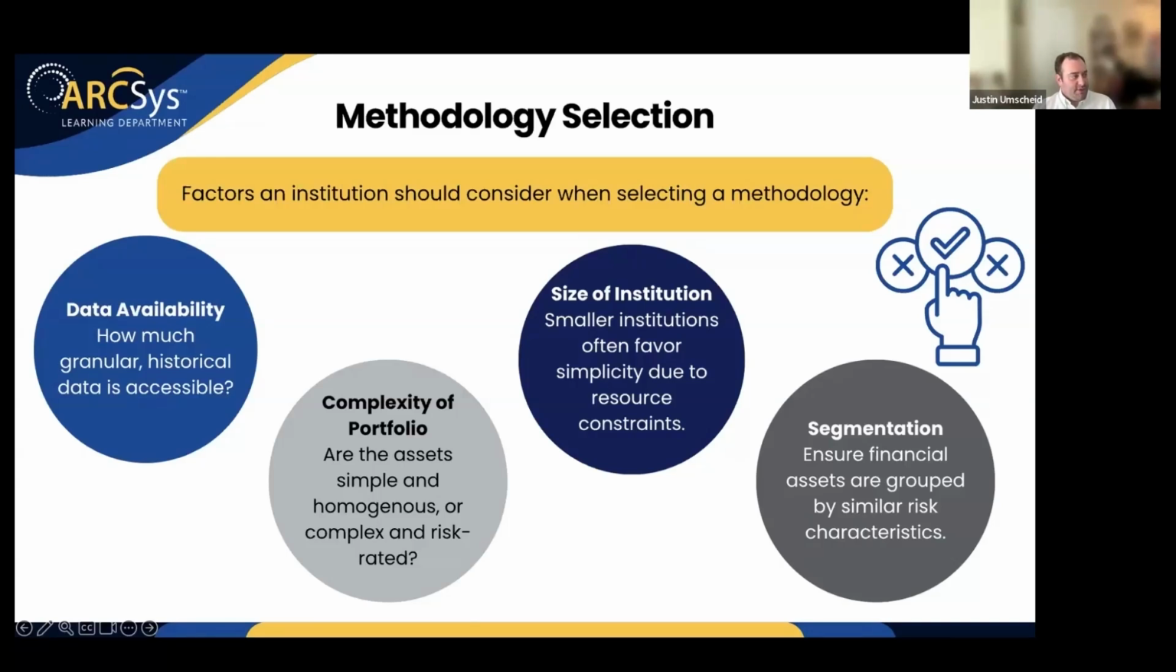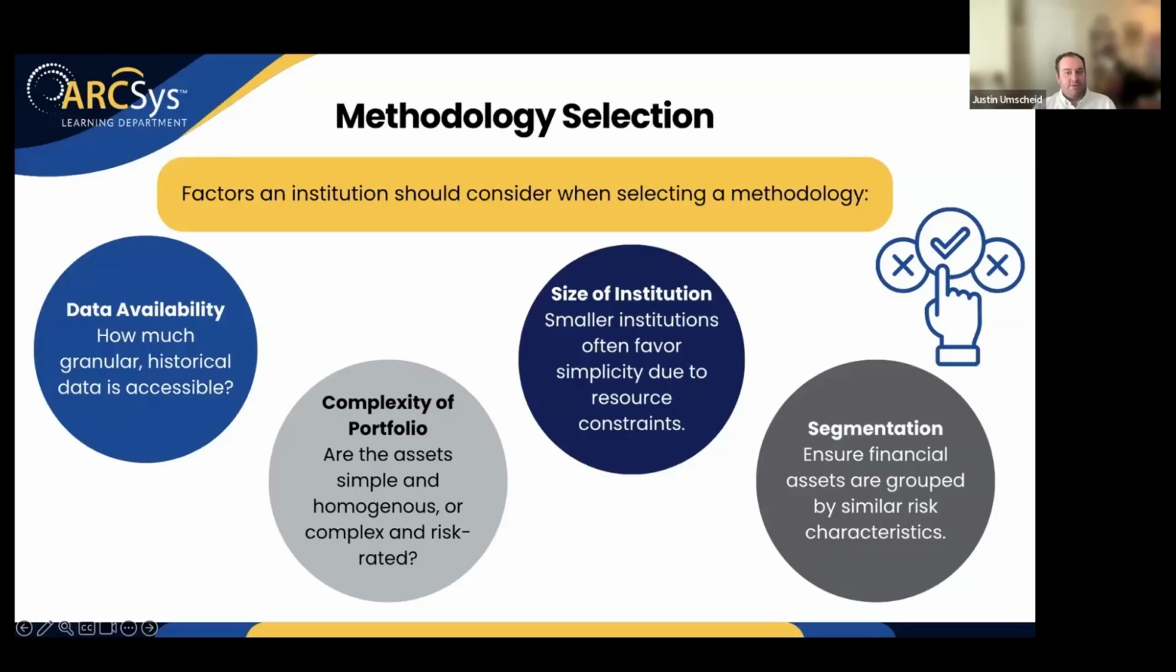The size of your institution, right? Smaller institutions generally are going to use simpler models than larger institutions. The time requirement, the complexity, all of that impacts institutions as they grow and become bigger. And then lastly, the segmentation, right? How are we looking at risk from a segmentation perspective? That can also impact which model you're going to choose.